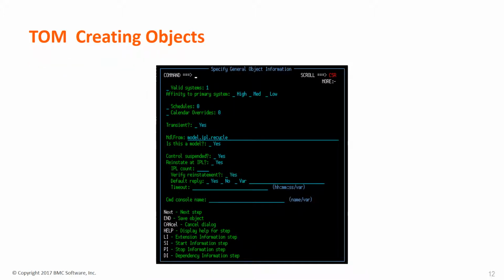You can see TOM populates model.ipl.recycle in the model from field. That again will carry forward all of the definitions that are contained in model.ipl.recycle that we haven't added to the training.tso object.